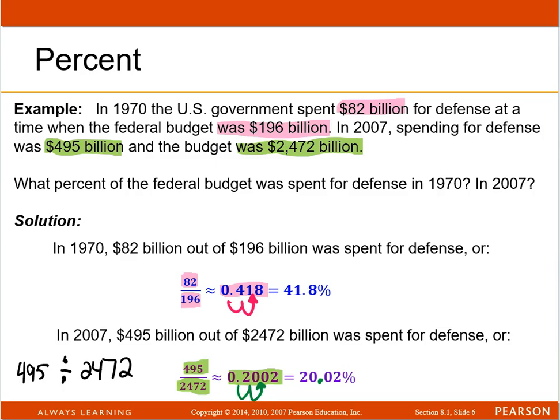And when I look at this, I'm like, gee, in 1970, they were spending 41.8%, almost half our budget, on defense. Why? Vietnam War. That's why. In 2007, there was no war going on, so we weren't spending as much on defense. So there you go. I'm going to stop there and pick it up with another video.